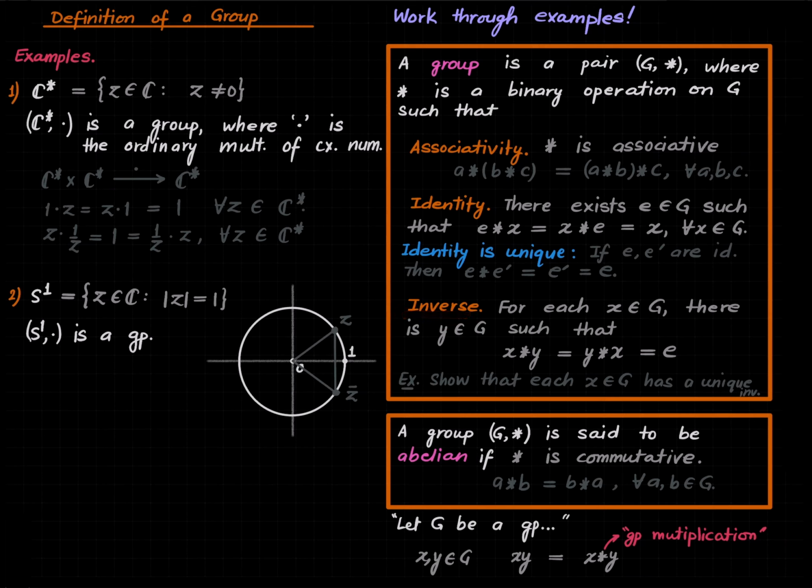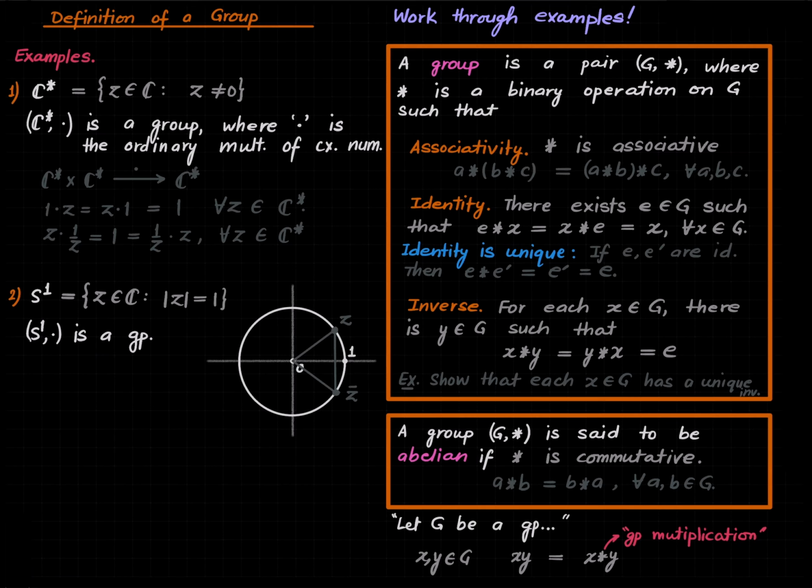If we had taken S1 as not of unit radius but of some other radius, then it wouldn't become a group because it wouldn't even give you a binary operation under usual multiplication. Multiplying two complex numbers of magnitude 2 doesn't give you a complex number of magnitude 2, it gives you a complex number of magnitude 4. So it is important that this be unit magnitude here. Okay, so this is a group.